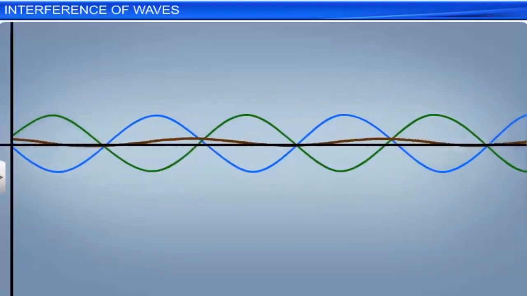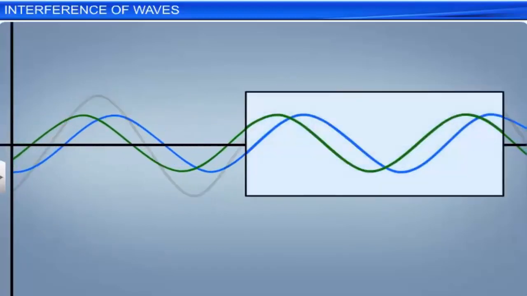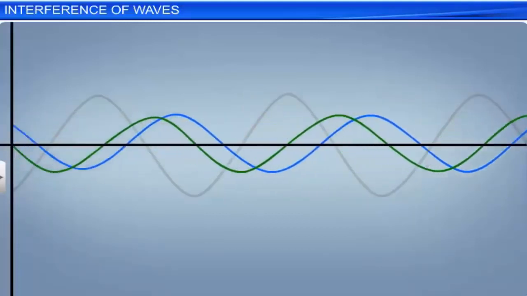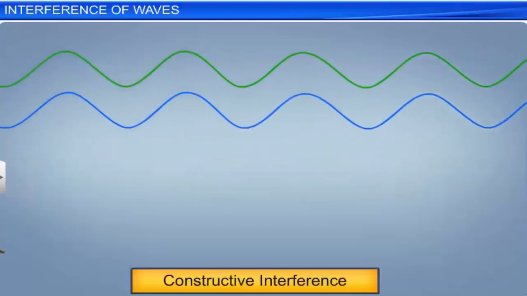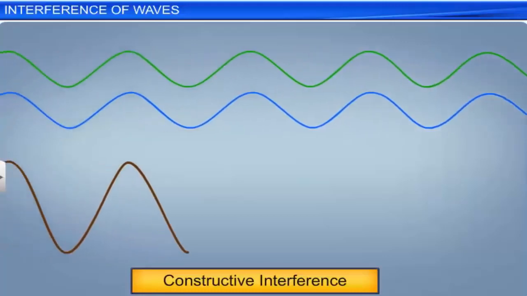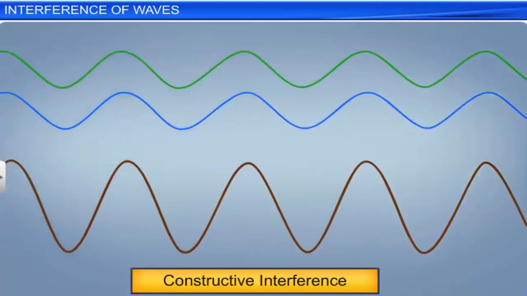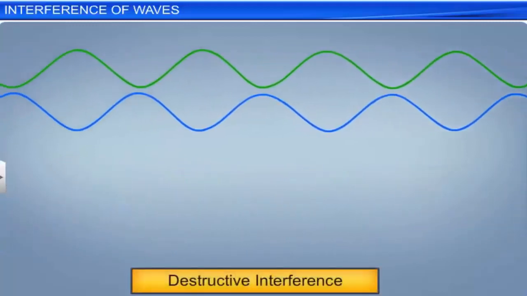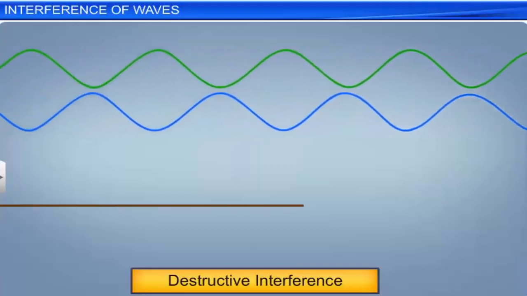Here, identical waves mean that the interfering waves have the same frequency and amplitude, and the phase difference between them is constant with time. When the resultant intensity is greater than the individual intensities, the interference is said to be constructive. If the resultant intensity is less than the individual intensity, then the interference is destructive.